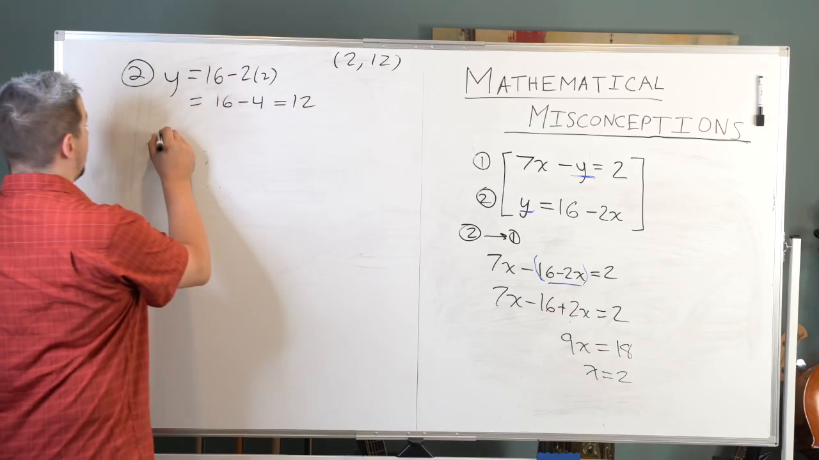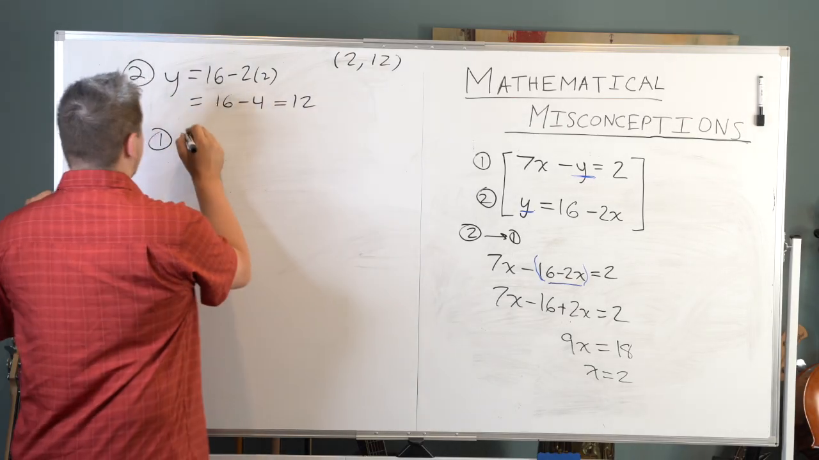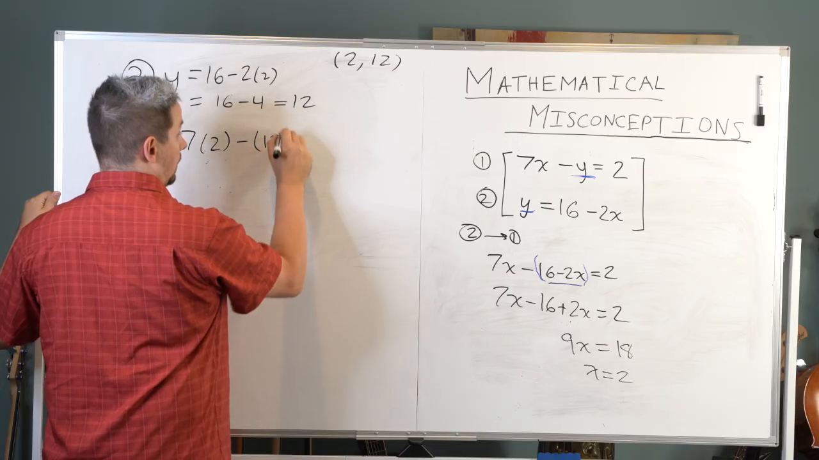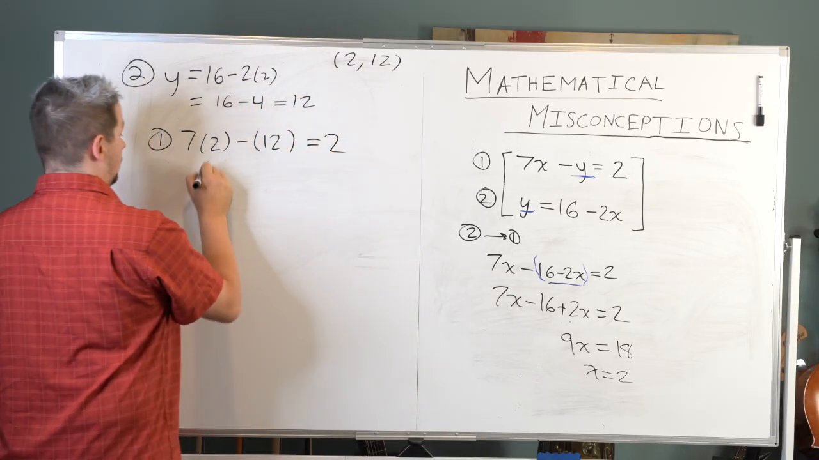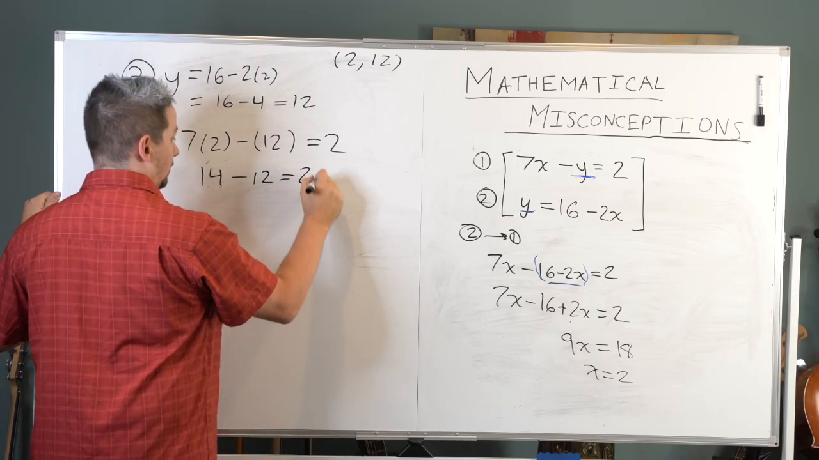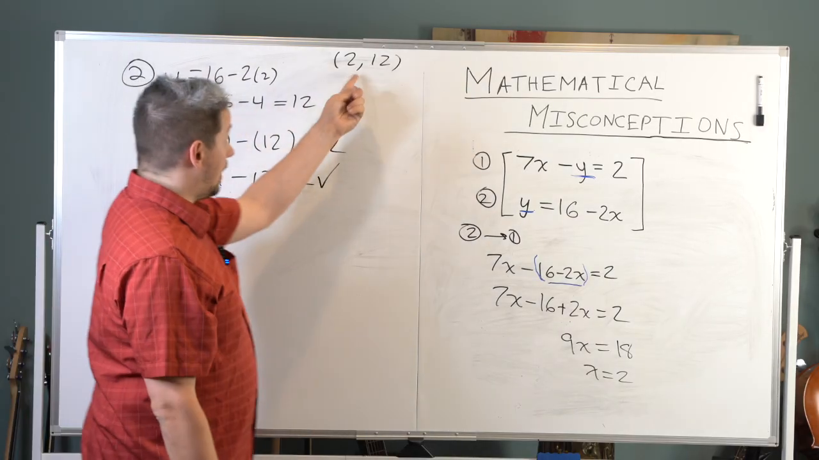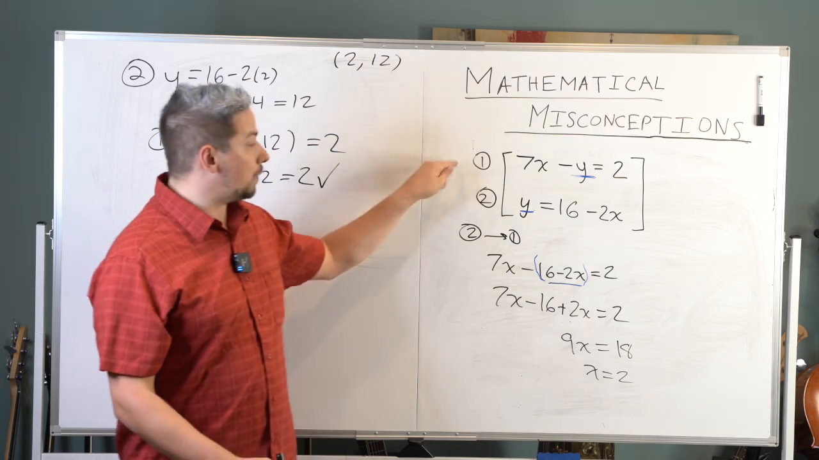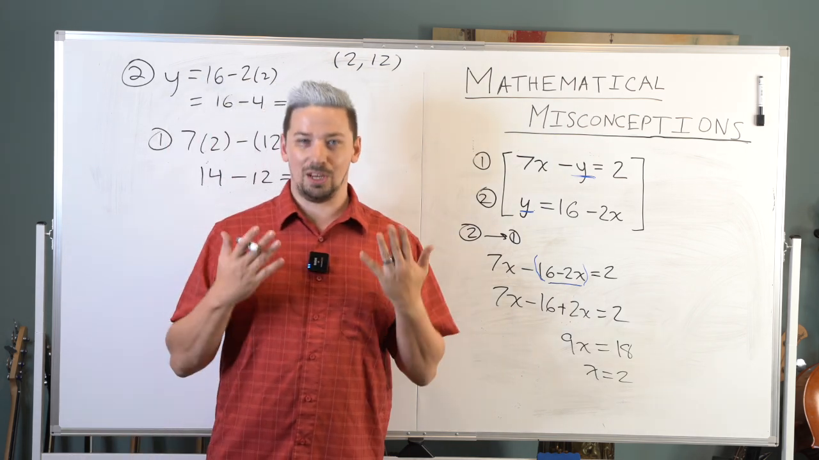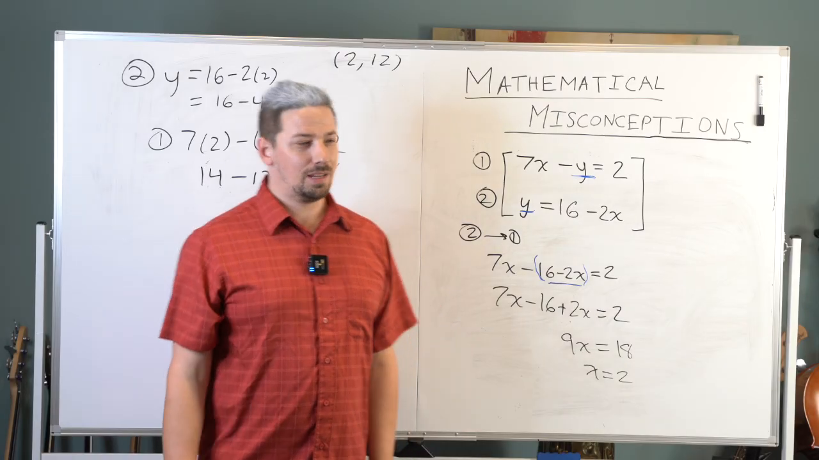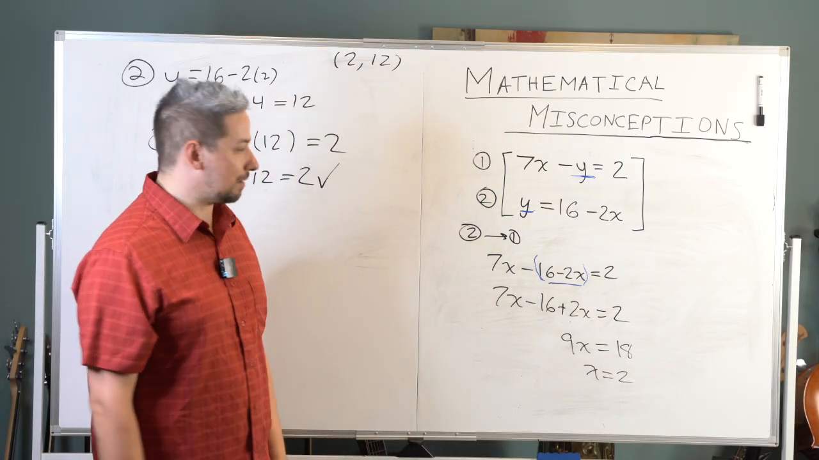So for equation 1, we have 7 times 2 minus 12. And is that equal to 2? Well, yes, it does. 14 minus 12 is 2. We are good to go. And that is how you can verify that you have the correct point. If you plug it into both equations and it checks out, you can relax. You've got it. Unless you made a really bad algebraic error.